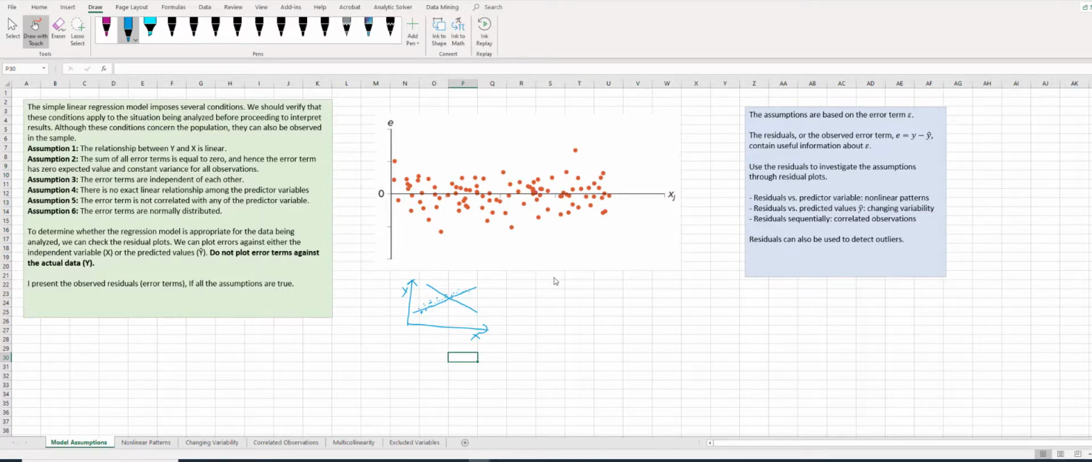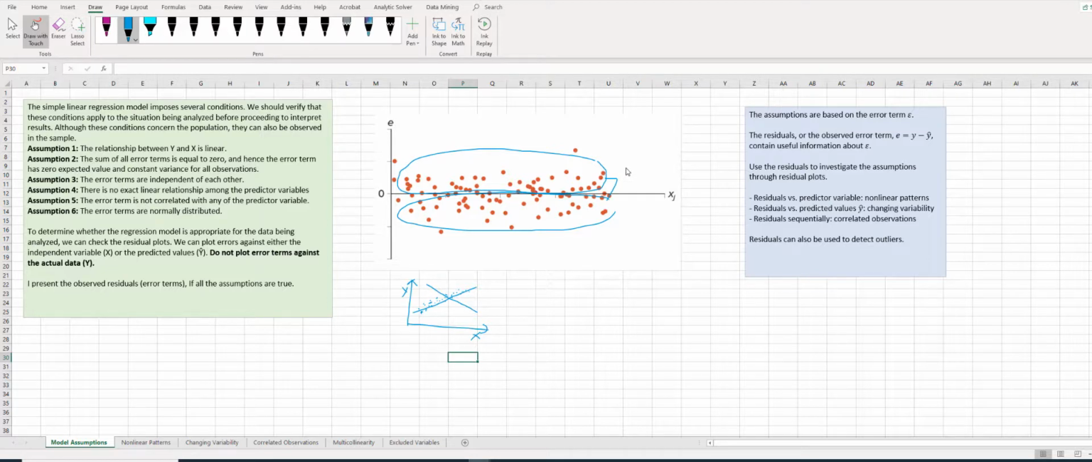The second assumption is the sum of all error terms is equal to 0, and hence the error term has 0 expected value and constant variance for all the observations. And as you see here in this figure, half of the error terms are above the 0 line and almost half are below the 0 line. So we expect that if we sum error terms, the sum of all error terms will be close to 0.